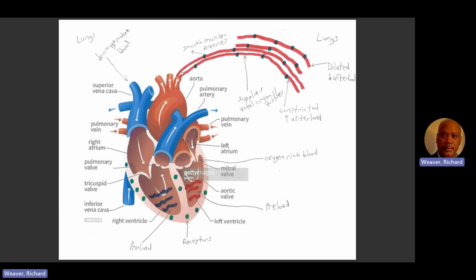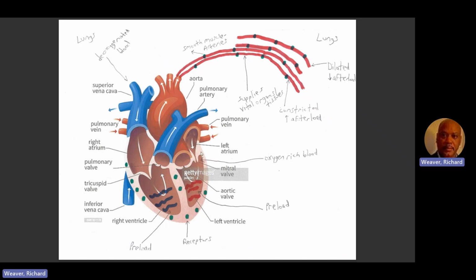If you look at this particular example here of an artery, as you can see, this artery is more narrow or constricted. This would cause an increase to the afterload. And so we give these patients a vasodilator in order to reduce the resistance.